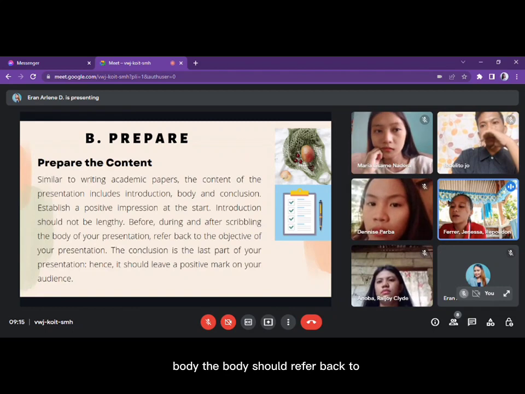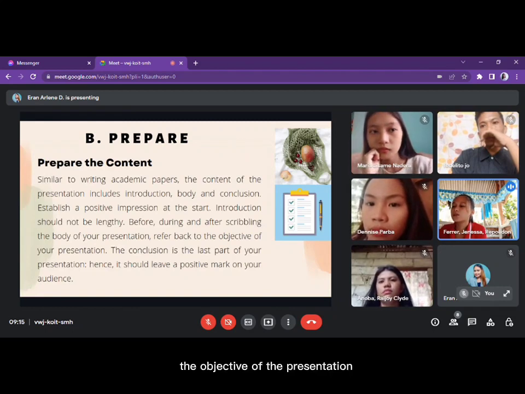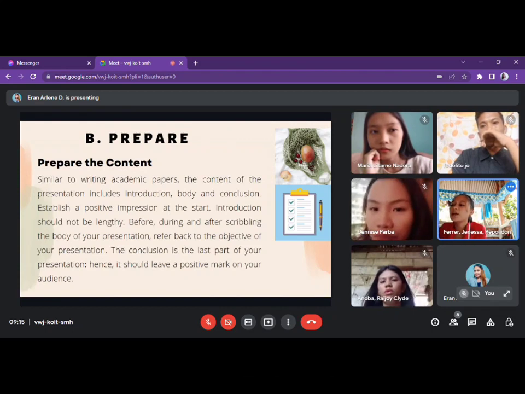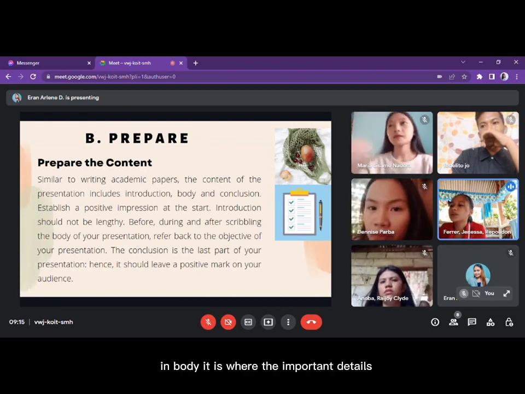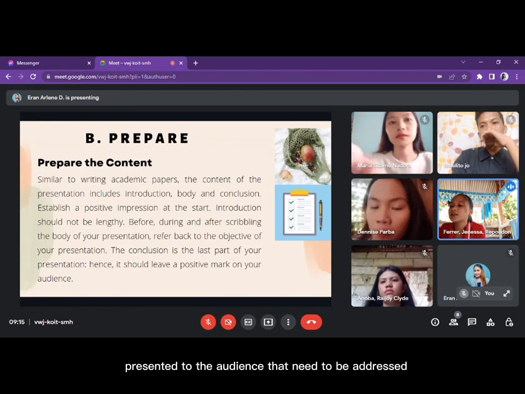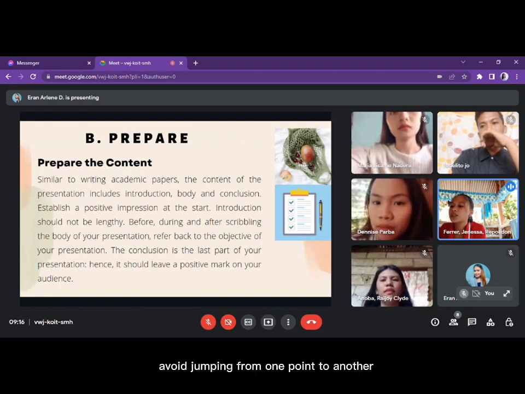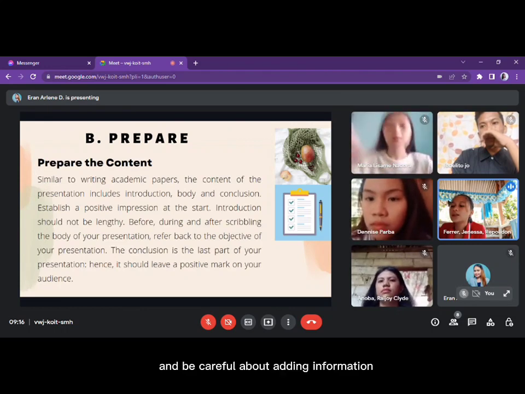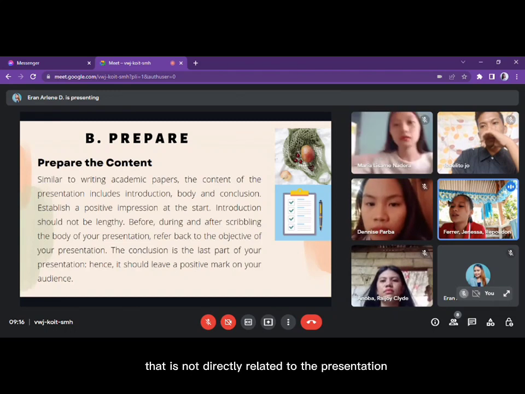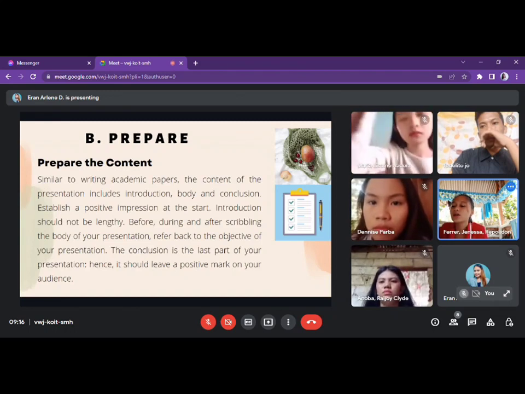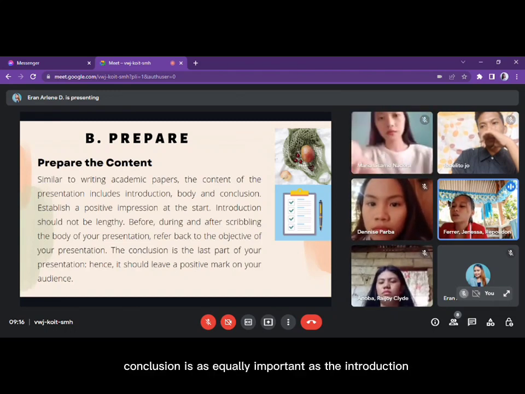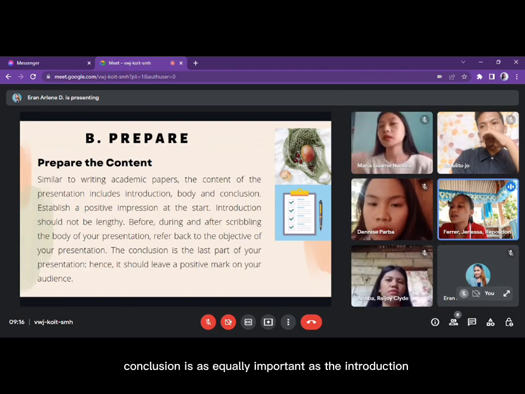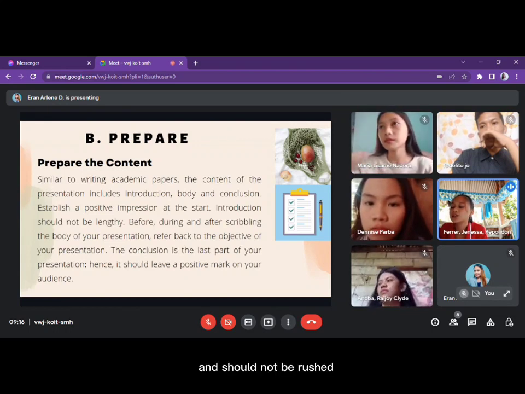Body. The body should refer back to the objective of the presentation presented. In the body, it is where the important details should be discussed or presented to the audience that need to be addressed. Avoid jumping from one point to another, and be careful about adding information that is not directly related to the presentation.